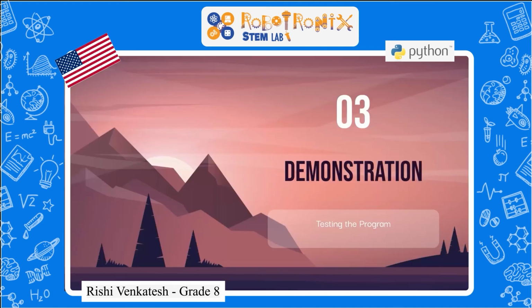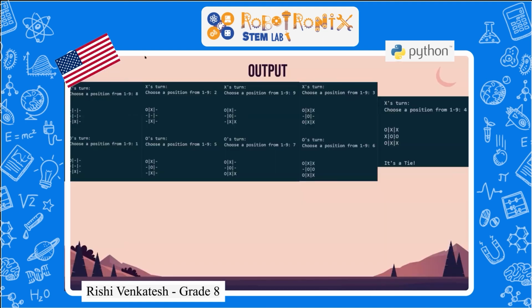And now for a demonstration. So first, as you can see, X said 8, and then the program put the X in 8, and then next there was O, and then O put 1, and then X put 2, and then O put 5, and then X put 9, and then O put 7 over here, and then X put 3 over here, and O put 6. And finally, X put 4, and it was a draw, so the program just said it was a tie.